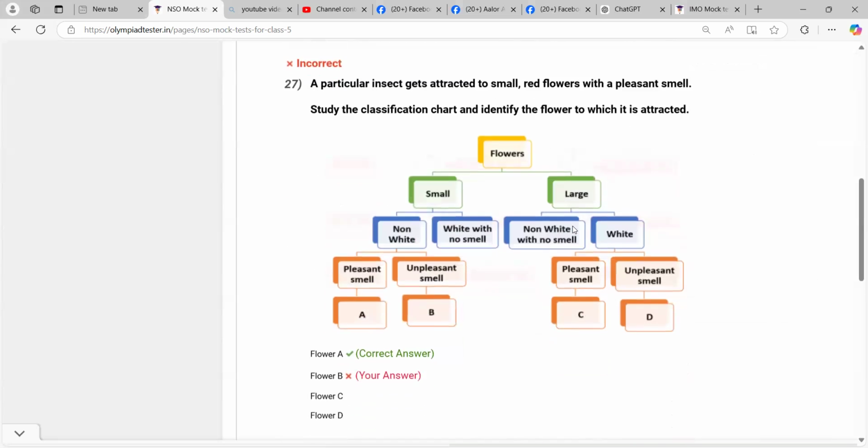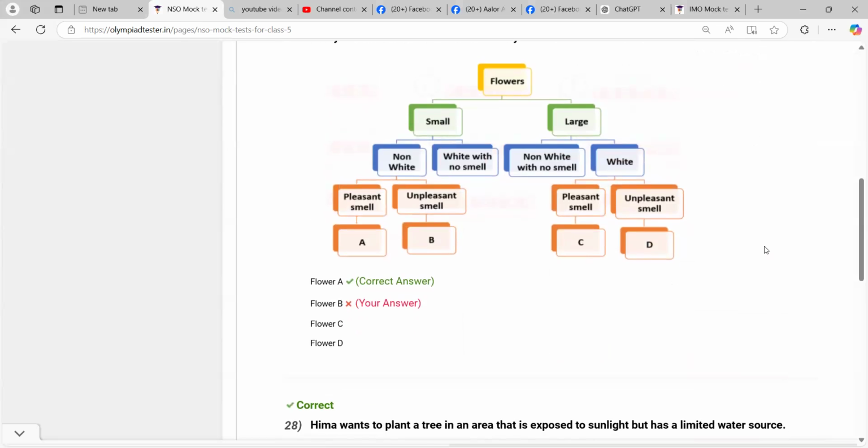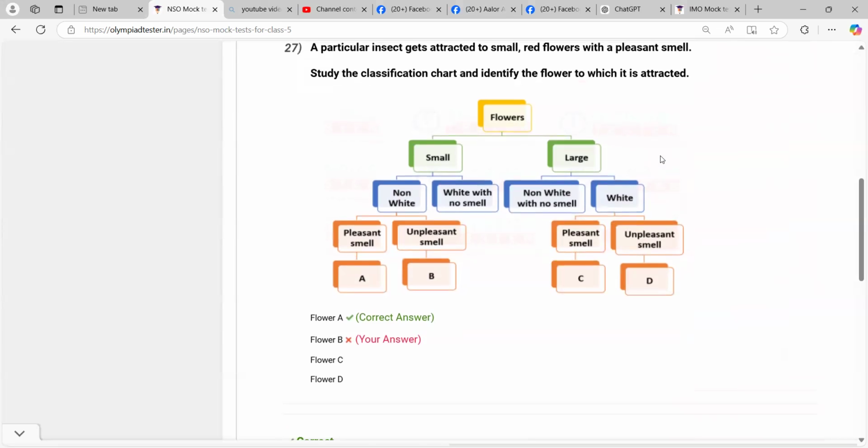Okay, now number 27. A particular insect gets attracted to small red flowers with a pleasant smell. Study the classification chart and identify the flower to which it is attracted. Flower A. This is the correct answer. Why? Because here, see, the flowers are small. This flower is small.